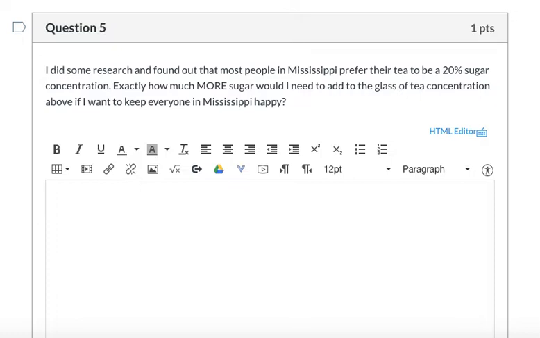So question number 5 is asking about people in Mississippi and how they prefer their tea. It says that Mississippi people prefer their tea to be 20% sugar concentration. Exactly how much more sugar would I need to add to the glass of tea concentration from question number 4 if I want to keep everyone in Mississippi happy?